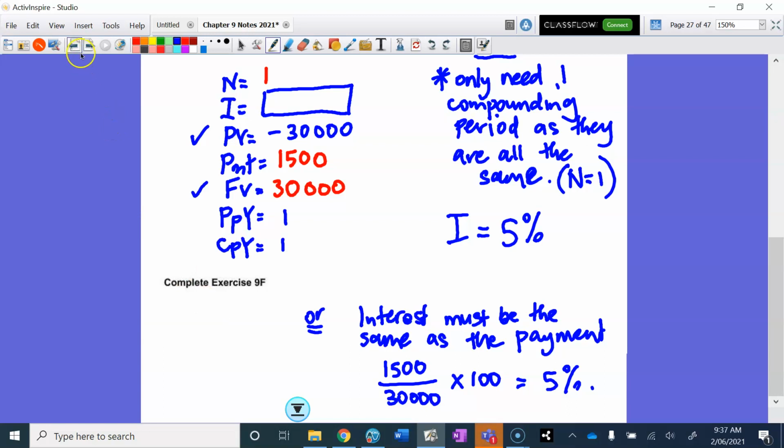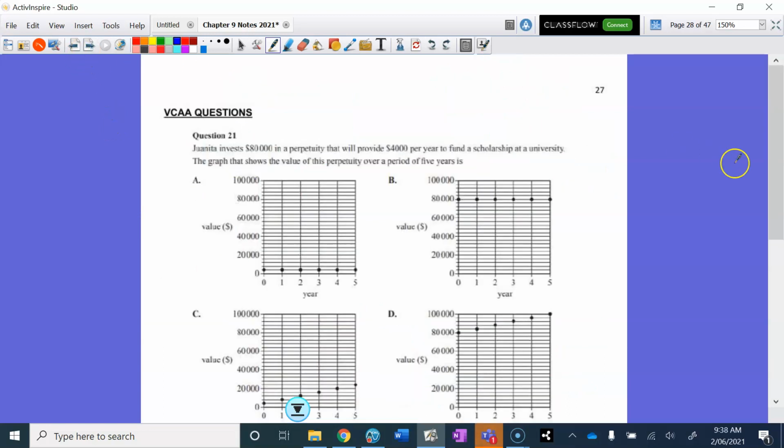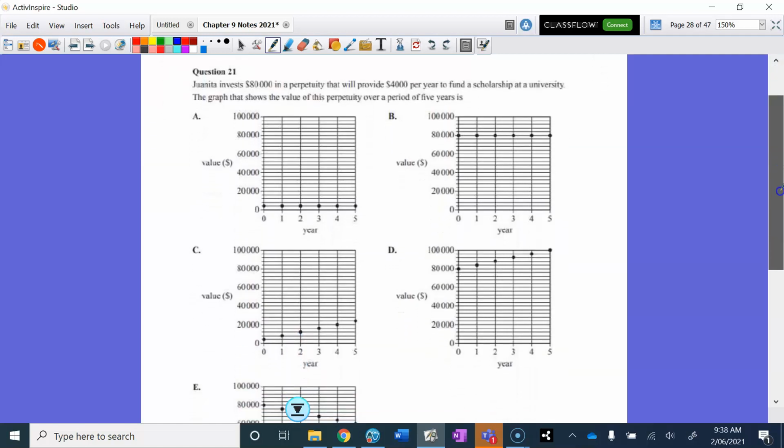Just to show you graphically too, over the page there's a VCAR question, and there's quite often one of these on a multiple choice where you have to choose which graph relates to a perpetuity. So in this one here, Juanita invests an $80,000 amount in a perpetuity that will provide $4,000 per year to fund a scholarship at a university. Which graph shows this? Basically, as long as you know she's invested $80,000 and it is a perpetuity, the rest of the story doesn't make any difference to this question at this point.